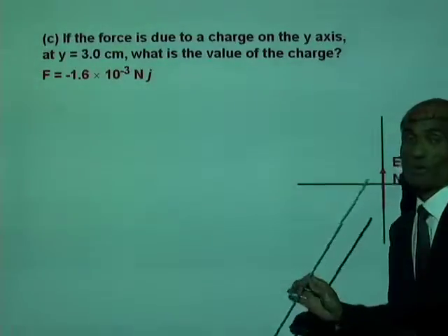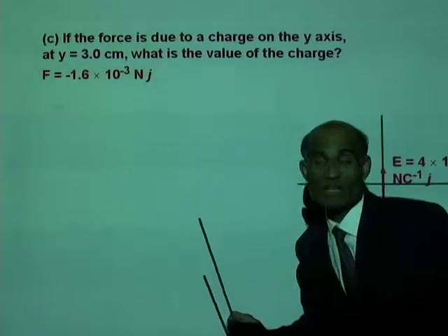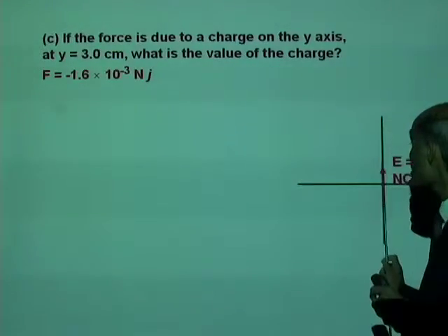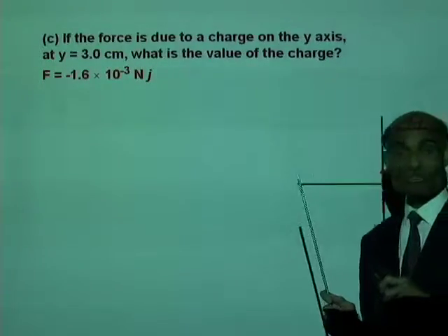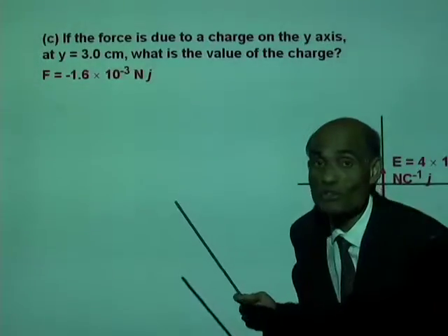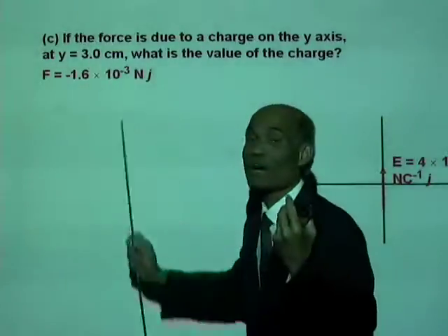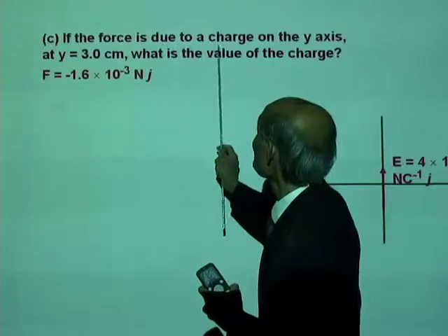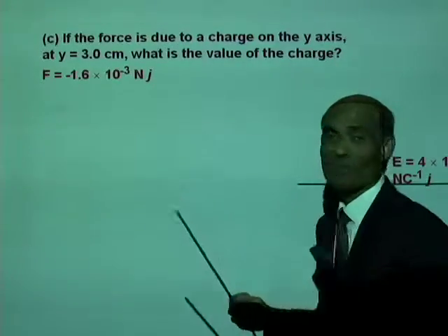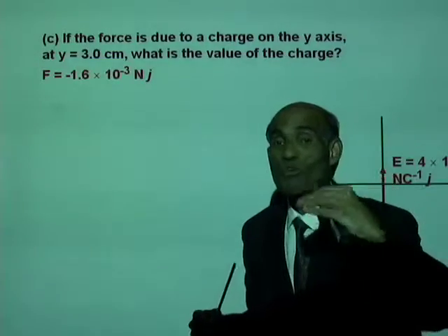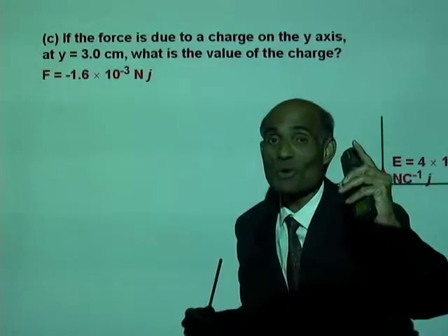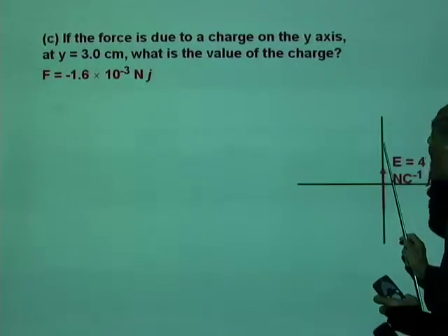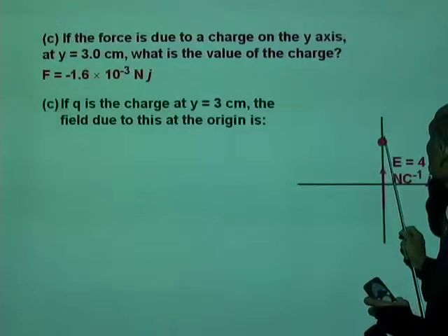Right. So we have now removed the 2 nanocoulomb and also the 4 nanocoulomb. But you know there is an electric field existing at the origin. Is that right? We don't know who causes that field. The C part, we want to find out what causes that field. What I mean is, the force on that original 2 nanocoulomb is due to a charge placed on the y-axis at y equal to 3, somewhere here.